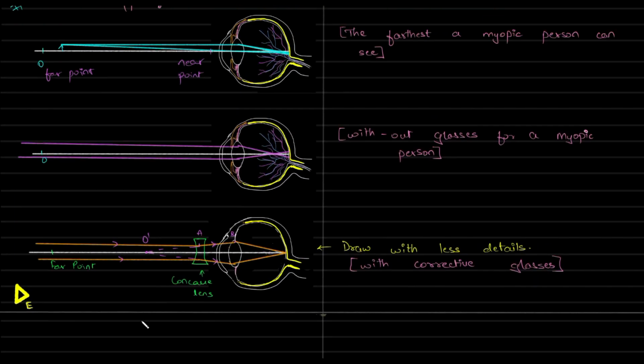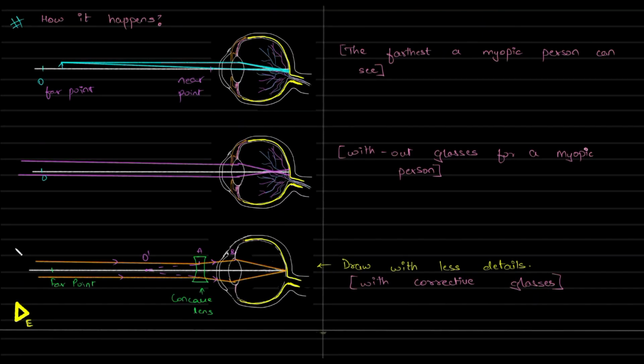So this lens is doing the same. The object is far away, but the image produced by the concave lens is near. So this particular lens is able to converge onto the retina. This is the whole idea. Understood? Okay, so this is how it works.